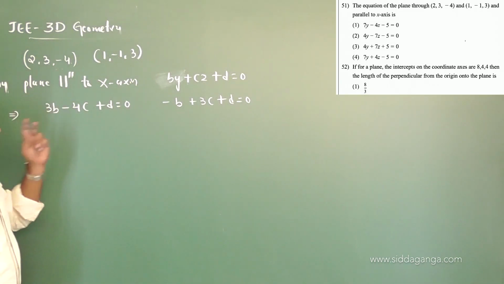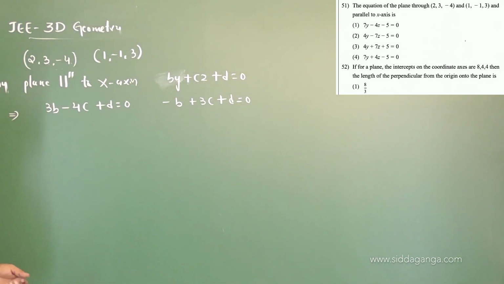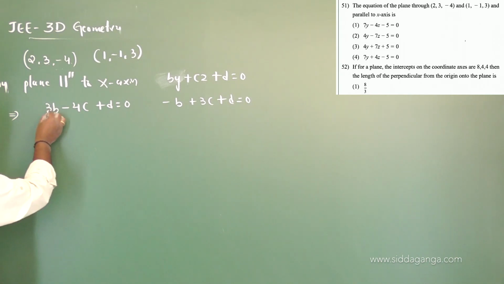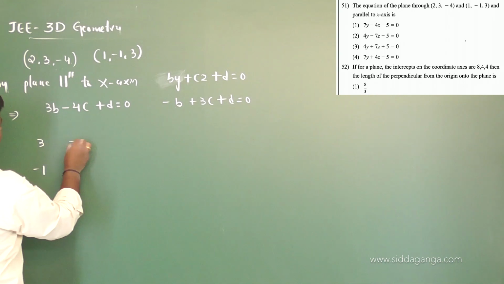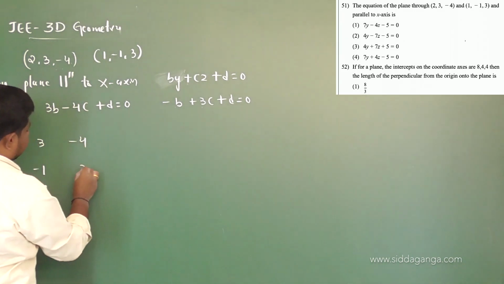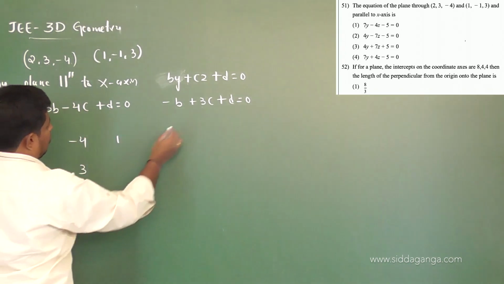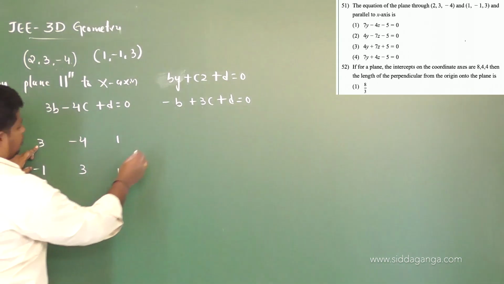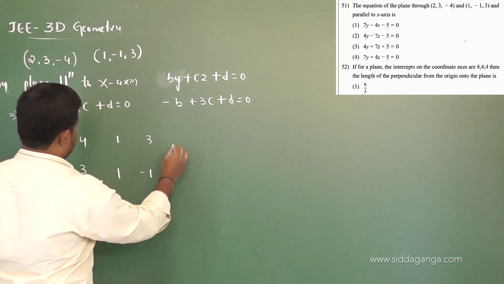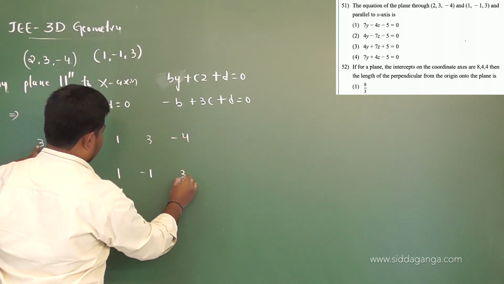Now let me solve these two by the cross multiplication method. The coefficients of these two, 3 and minus 1, coefficients of this minus 4 and 3, coefficient of d is 1 and here 1. Again write once again these two, minus 4, 3.